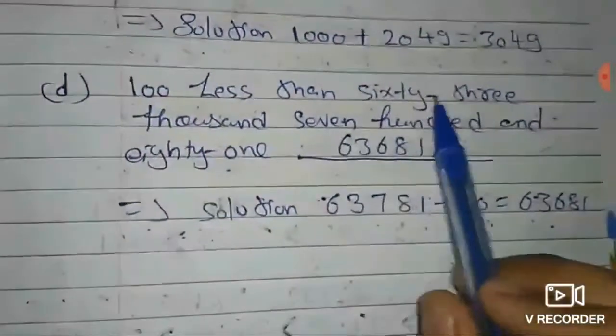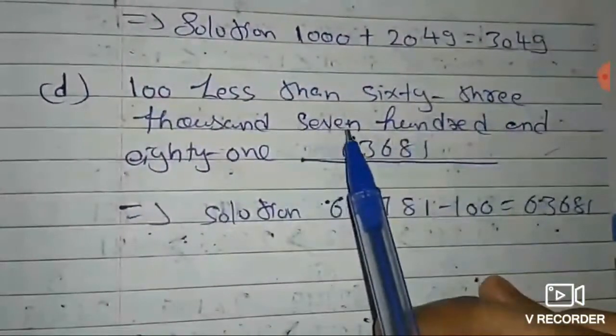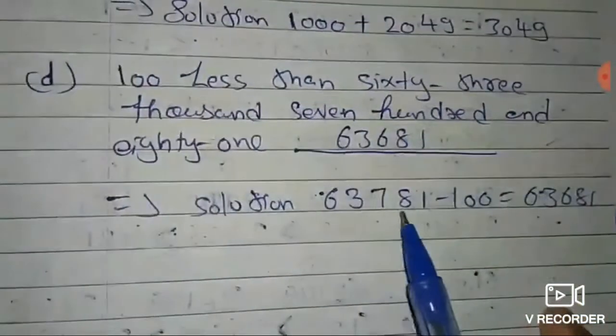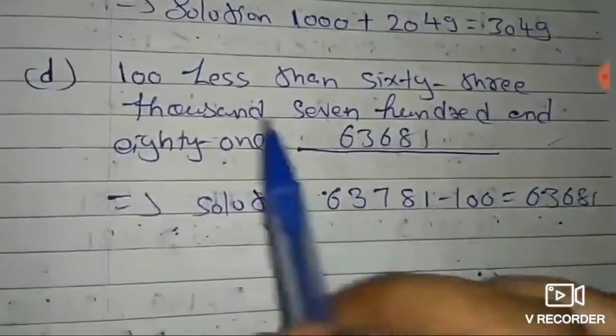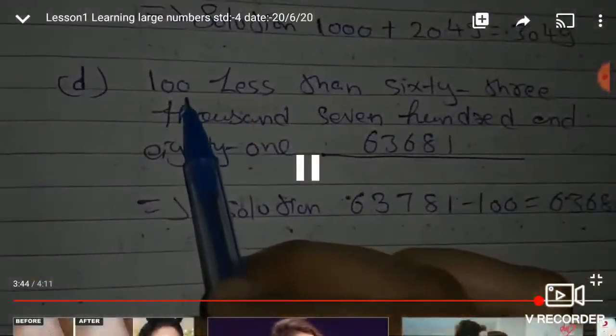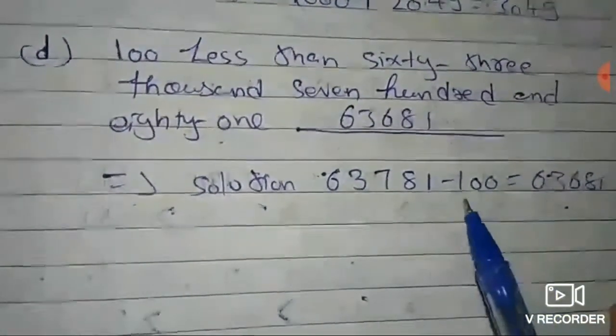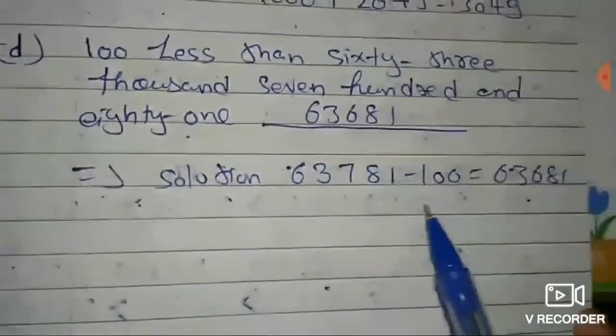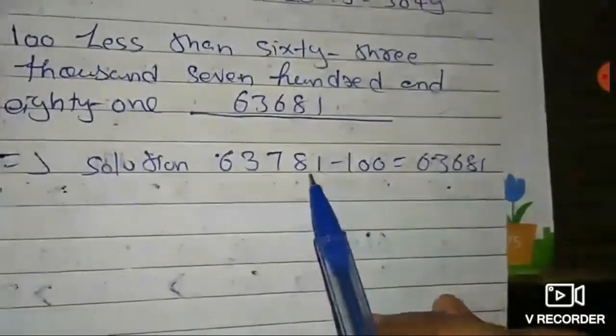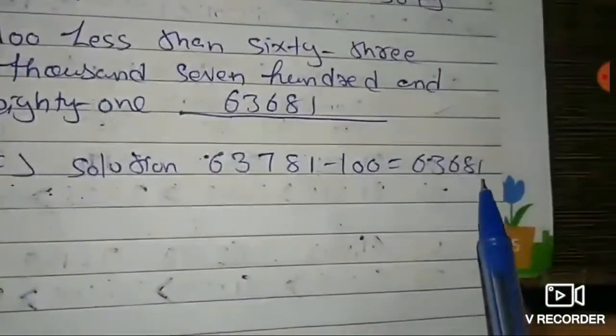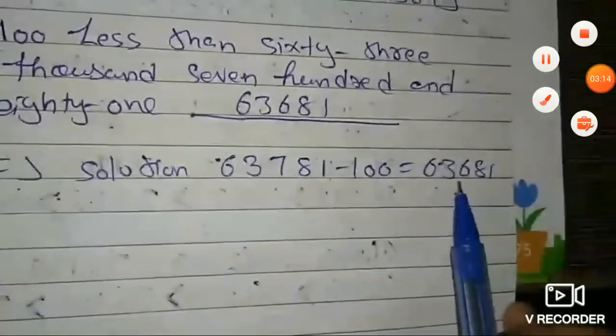Next, 100 less than 63,781. So 63,781 minus 100. Why? Because the question says 100 less. So here we subtract 100. Then we will get 63,681.